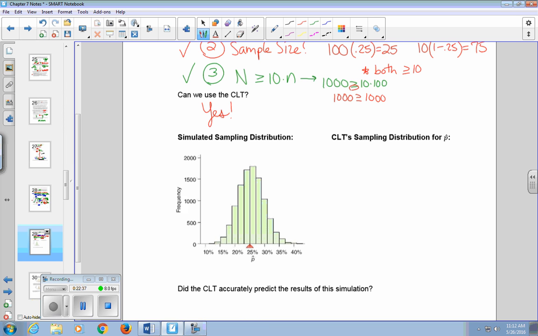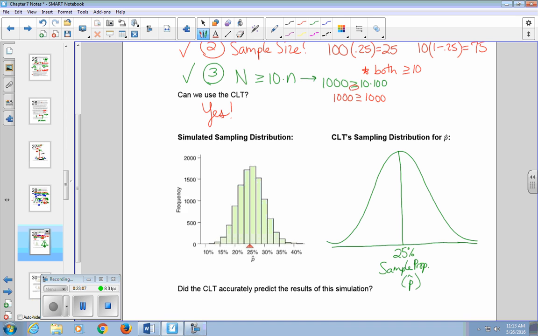Let's take a look at what the central limit theorem would have predicted and if that model would have fit the simulated results. First thing, we know the shape the central limit theorem predicts is normal. Second thing, we know the center should be at p. It's at 0.25. I'm going to switch that to 25% so it matches the scale used on your approximated distribution from your simulation. And again, these are sample proportions on your horizontal axes, or p hats.